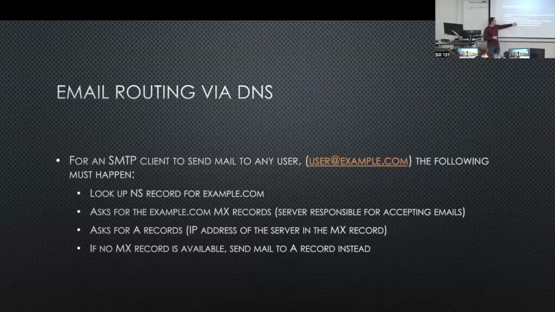So again, if this was google.com, and I was sending an email to Jarrett and he's got a Gmail account, my email is going to look up the NS record for gmail.com. It's going to ask gmail.com for the MX record, which is just what server to send the email to. It's also going to ask for an A record, which is basically the IP address of the server in this MX record. So if I'm sending an email to Jarrett at Gmail, Gmail is going to say, okay, you are going to send it to this DNS address. And then I'm going to ask, what's the IP address of that DNS address? And once I get all that information, then I send the email.